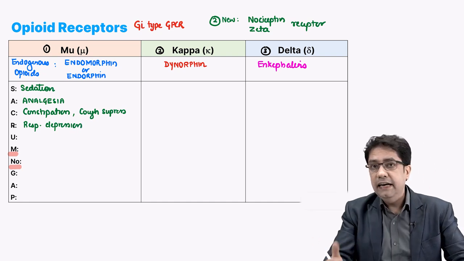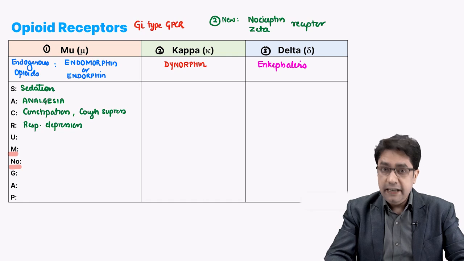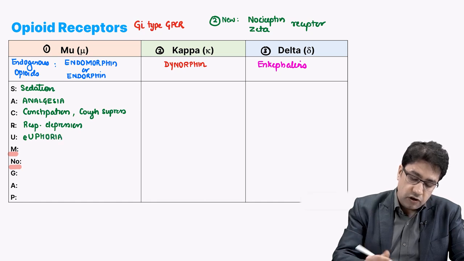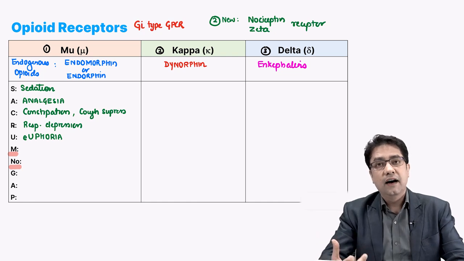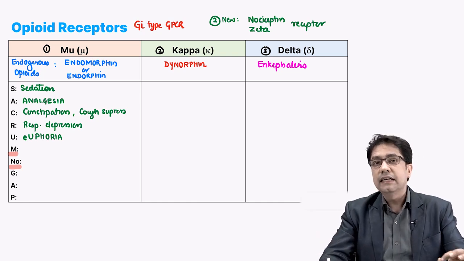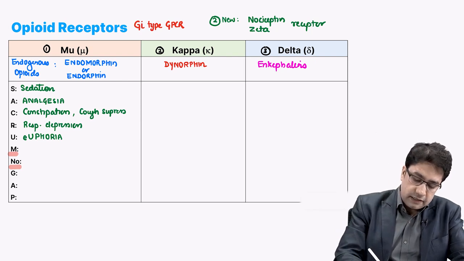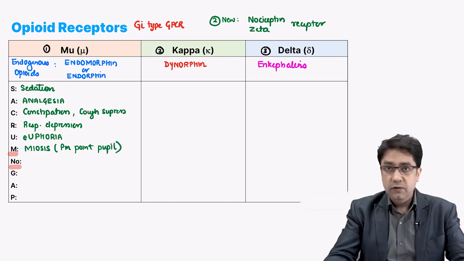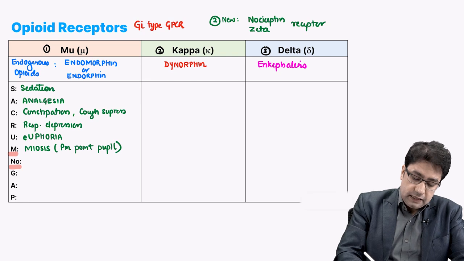Now, why are they highly addictive drugs? What is the cause of addiction? They produce an intense feeling of happiness, which is known as euphoria. Because of this euphoric feeling, they are highly addictive drugs. Now, inside the eyes, opioid receptors like the mu receptor produce miosis. We can call this miosis pinpoint pupil, which will be a symptom of opioid poisoning we are going to discuss. Now, they produce nausea and vomiting.